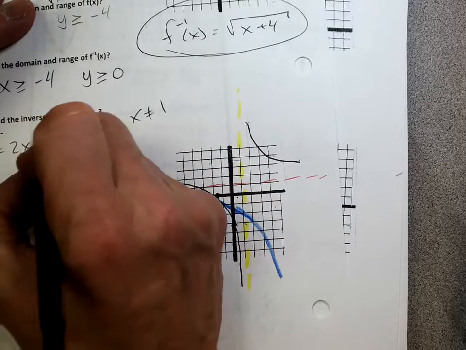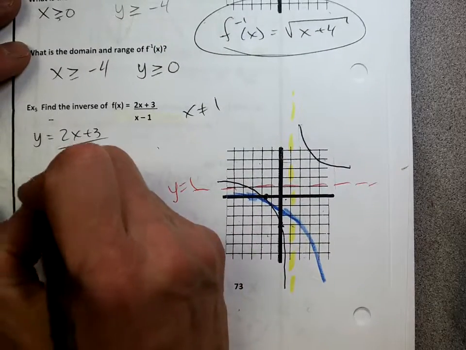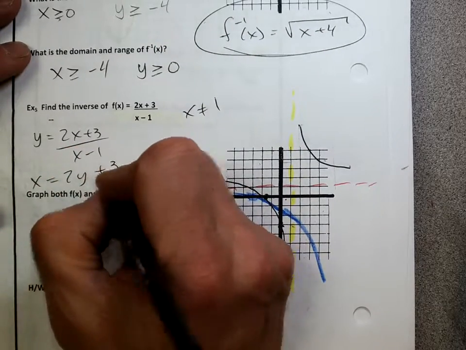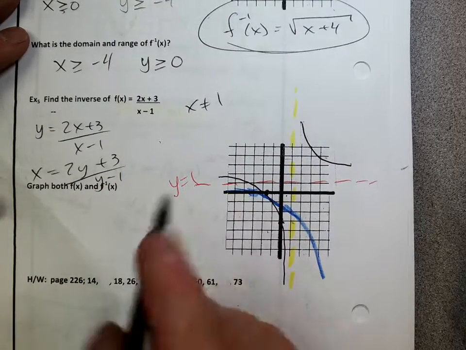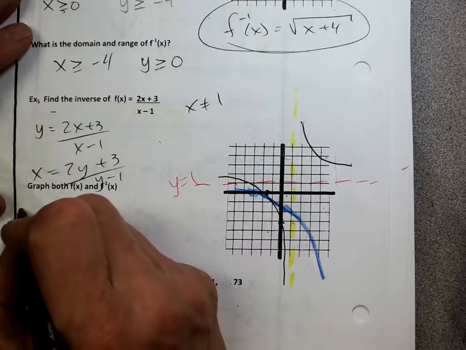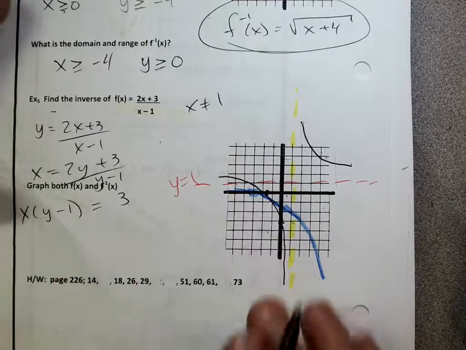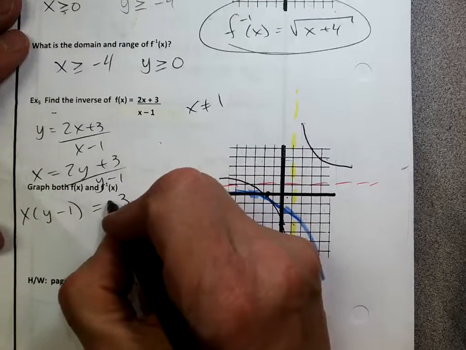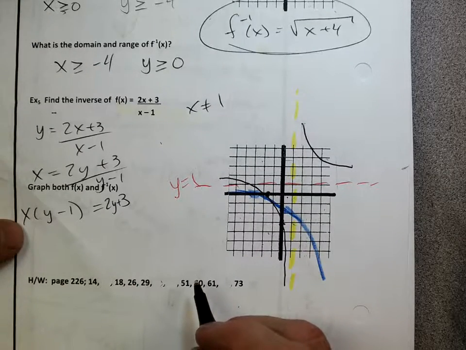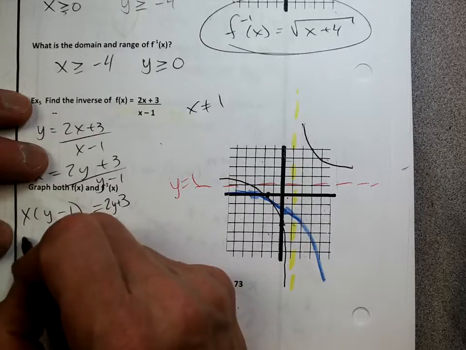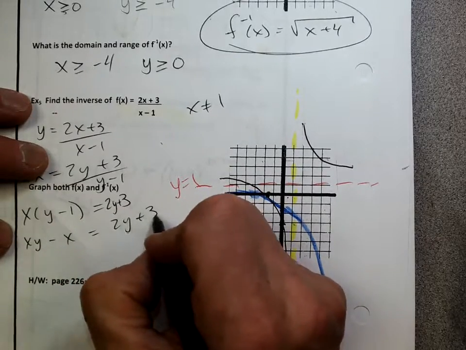y equals (2x plus 3) over (x minus 1). Switch it. x equals (2y plus 3) over (y minus 1), right? Cross multiply. x times (y minus 1) equals 2y plus 3. Sorry, still trying to solve for y, right? So xy minus x equals 2y plus 3.